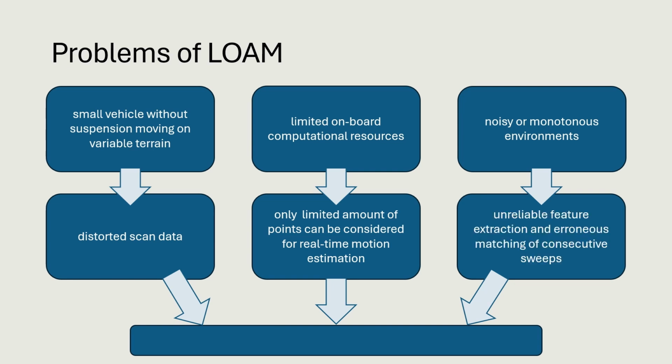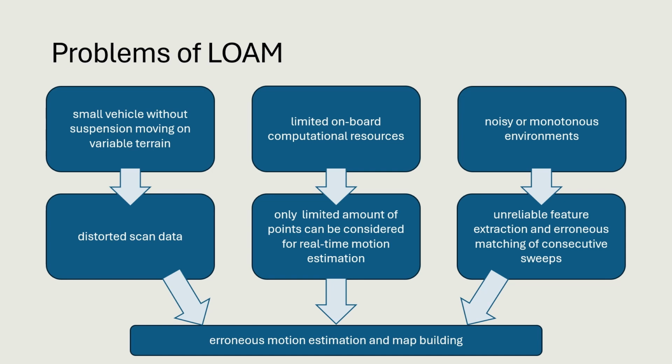So if the environment is inappropriate and provides no or mostly unreliable features from moving or repeating objects, LOAM has difficulties with erroneous matching of consecutive LiDAR sweeps. All three described problems have one thing in common. In the end, they lead to erroneous motion estimation and faulty maps, and therefore prevent LOAM from performing an accurate and reliable pose estimation in certain more advanced situations. This is obviously something we don't want to accept.